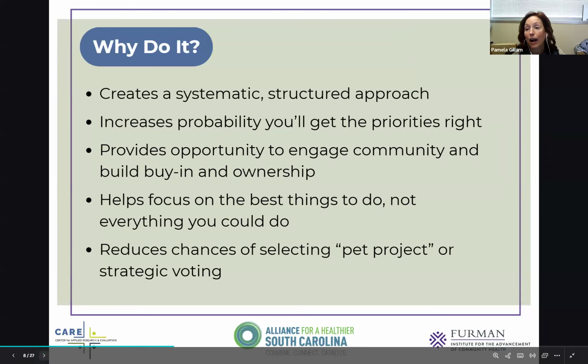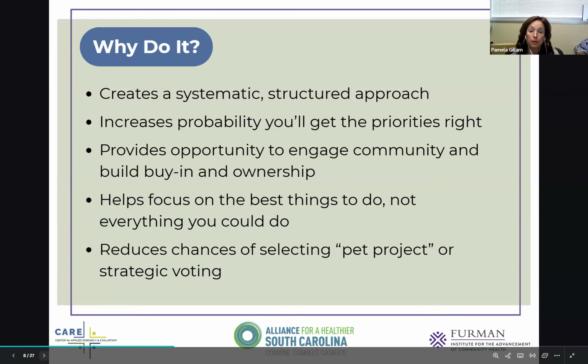Okay, so why prioritize? What are the benefits of prioritization? Well, first, it creates a structure that makes setting priorities more systematic and more likely to reflect the realities of the community. Secondly, it really increases the probability that you're going to get the priorities right if you use a very systematic approach to choosing what priorities are important in your community.